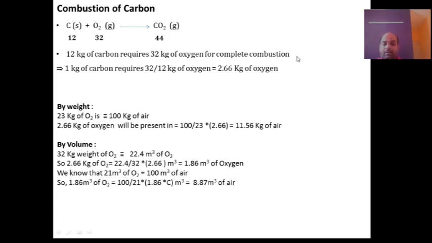So in other words, 1 kilogram of carbon requires 2.66 kilograms of oxygen, which is present in 11.56 kilograms of air on the surface of the earth. Similarly, 1 kilogram of carbon requires 1.86 meter cube of oxygen, which is present in 8.87 meter cube of air. Now, based on this understanding, we will be solving some numerical problems, which I will show you soon.